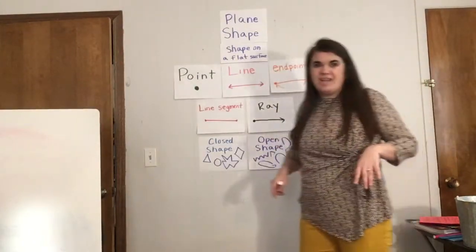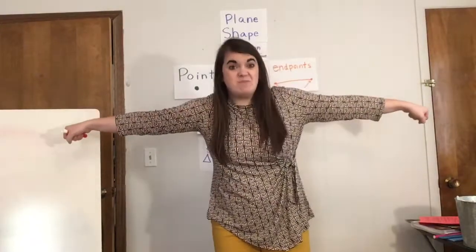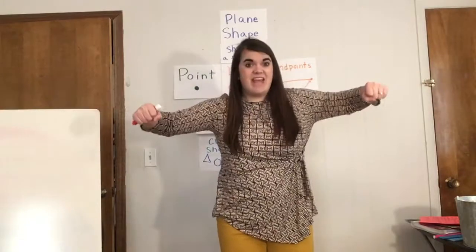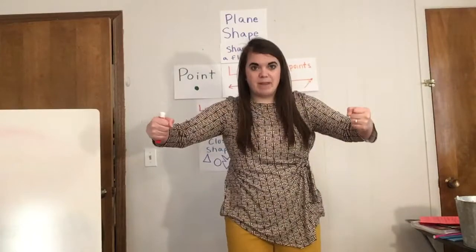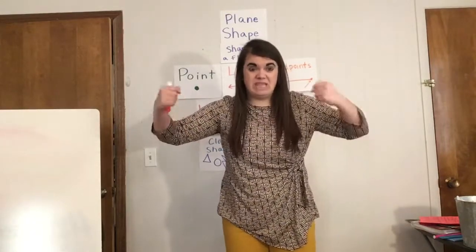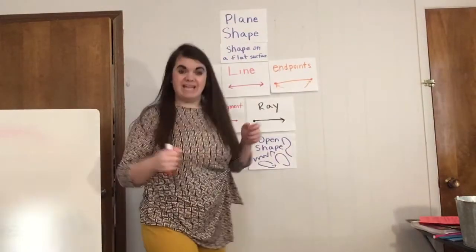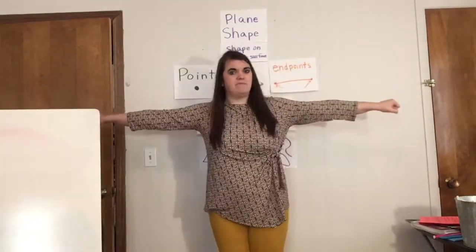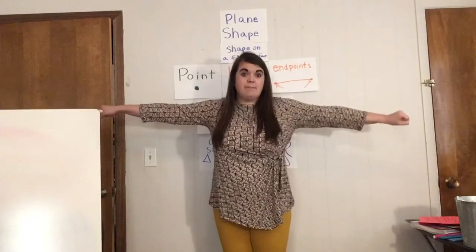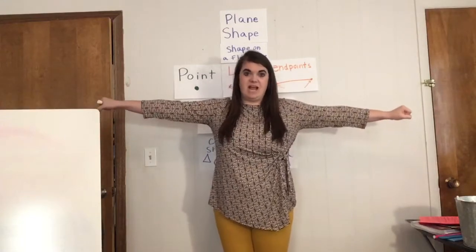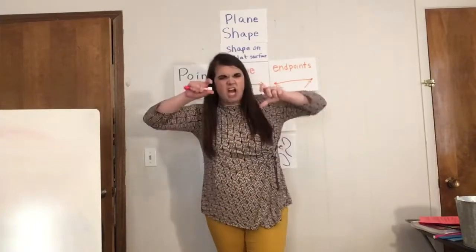We have end points, which we kind of had our arms bent, because if we put them straight out, that's going to be a line segment. The end points are the points at both ends of a line segment. That kind of shows where it stops, the end. The next one is a line segment, where you're going to have your arms straight out. A line segment is straight, except it stops on one side and it stops on the other side. Lines go on and on. Line segments are just a chunk of that line.